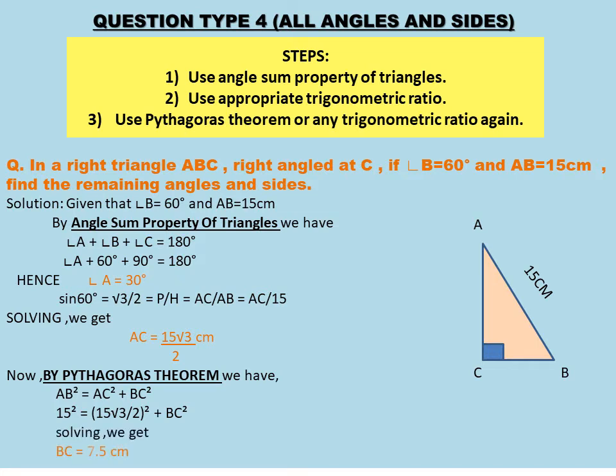So just have to solve the equation and you get BC is equal to 7.5 centimeters. You can either use Pythagoras theorem or you can use cos of 60 degree. Both will give you the same answer, right? So these are the three steps.